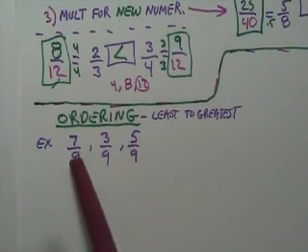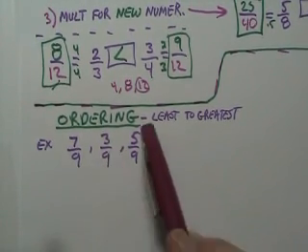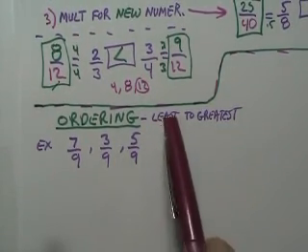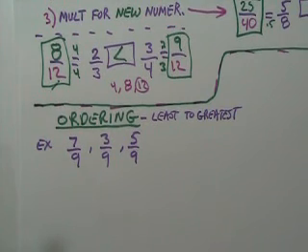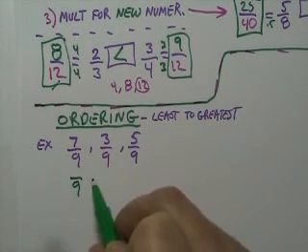So we'll do an example with the denominators the same, and then we'll make it where they're different. So we have 7 ninths, 3 ninths, and 5 ninths. Now what we need to do is order these from least to greatest. Okay, well first of all, they all have the denominator of 9. I'll just put it up here, down here.